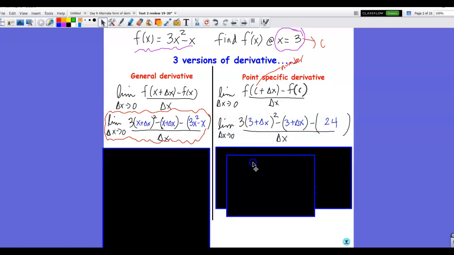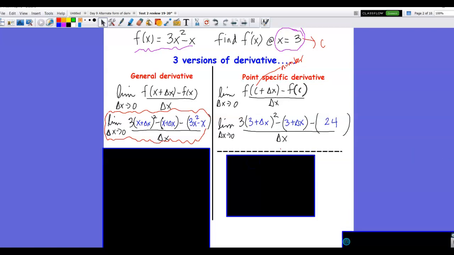So compare what you see here to what you see on the left-hand side, and you'll notice they look very similar. Where they differ is right back here in the y number 2: instead of having the actual function, we have the function value. So we're substituting 3 into f of x. And so this represents the point-specific derivative of 3x squared minus x evaluated at x equal to 3. So we have the general derivative on the left, the point-specific derivative on the right.